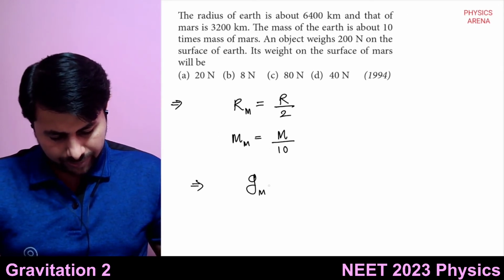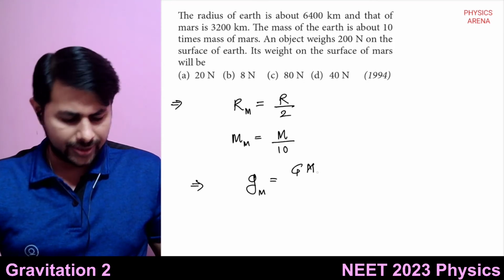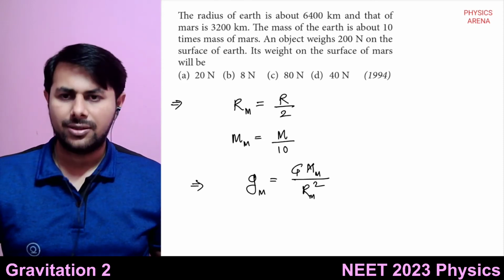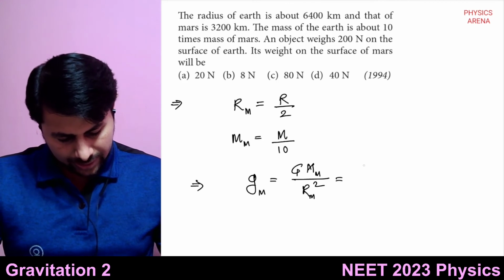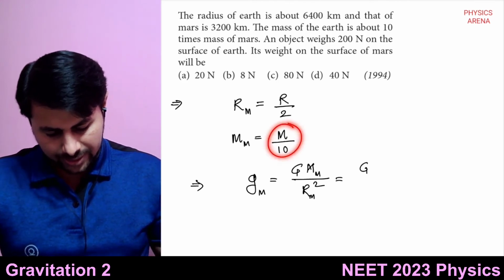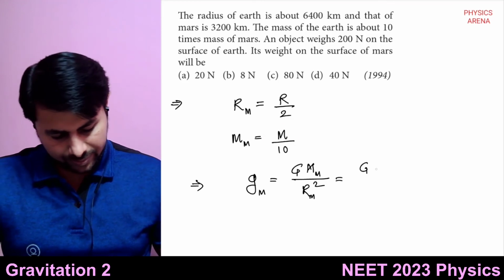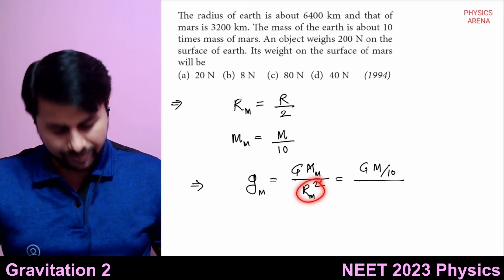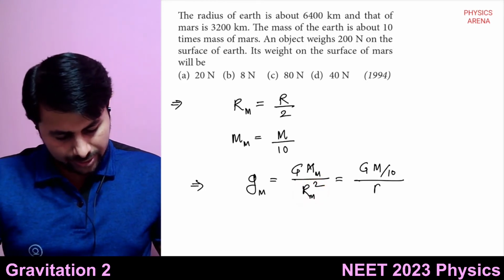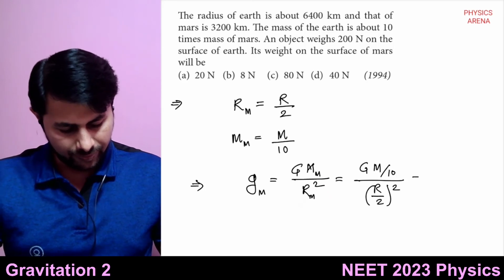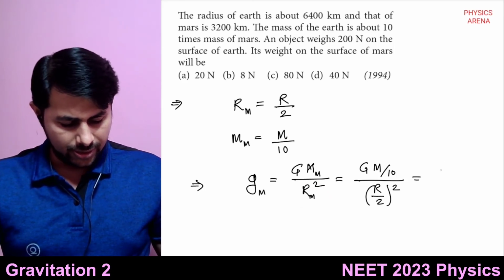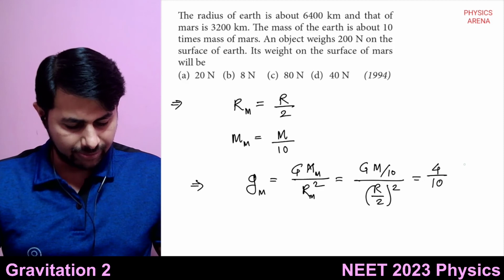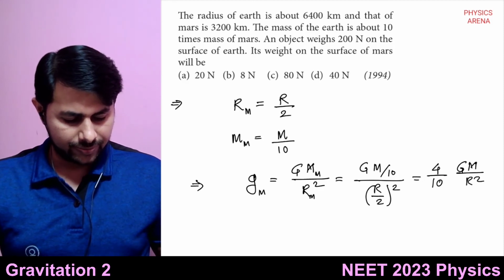So g on the Mars surface will be equal to G times the mass of Mars divided by the radius of Mars square. And that is G times what is the mass of Mars? It is the mass of Earth divided by 10, m upon 10, and the radius of Mars is the radius of Earth upon 2. So it is (r upon 2) square. 2 square is 4, it will go to the numerator. So you have 4 upon 10 times GM upon r square.